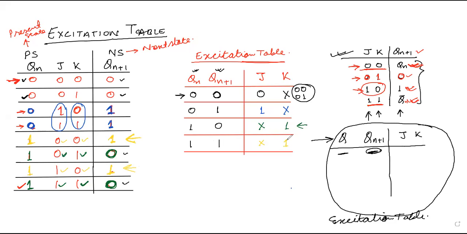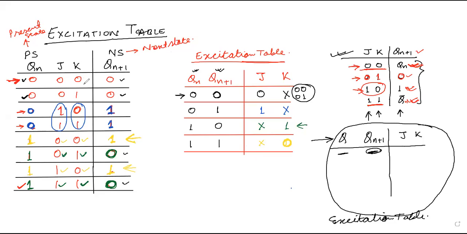Sorry, K value should be 0. So this is the thing what is known as the excitation table. So I think all of you can understand what is truth table and what is the excitation table or the basic truth table.